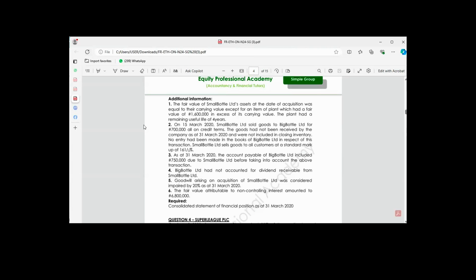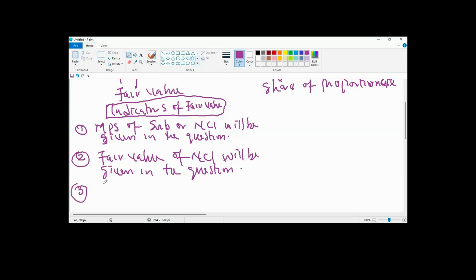Third one: fair value of the whole subsidiary. The fair value of the whole subsidiary will be given in the question.